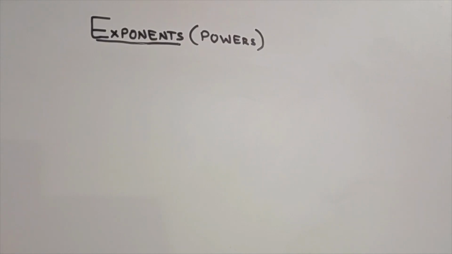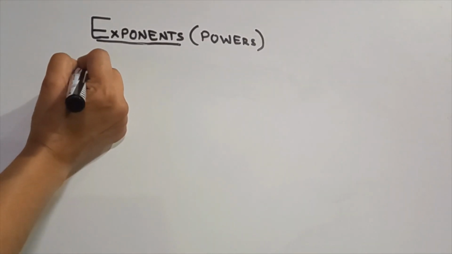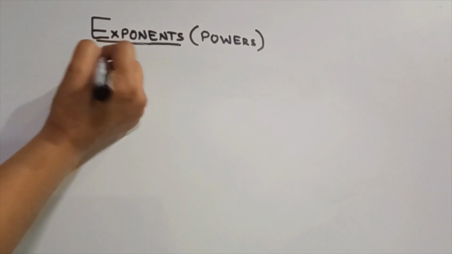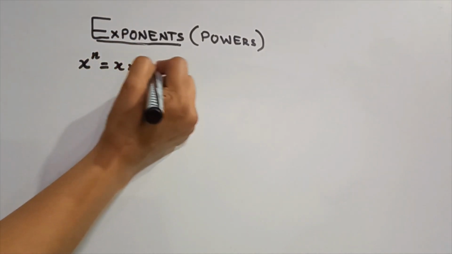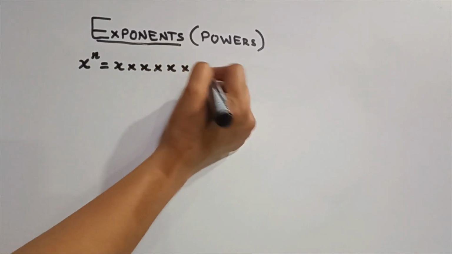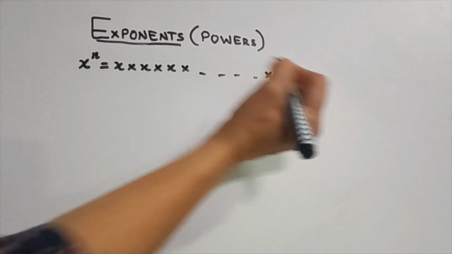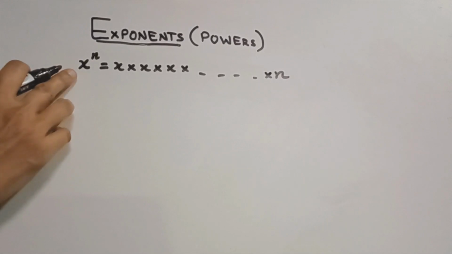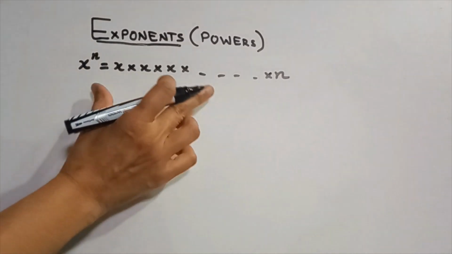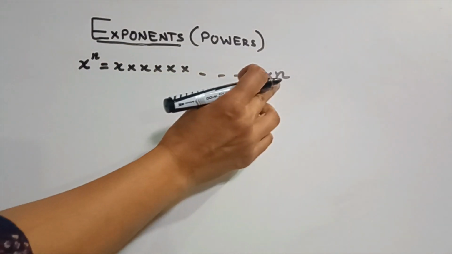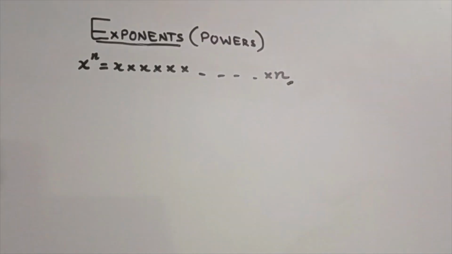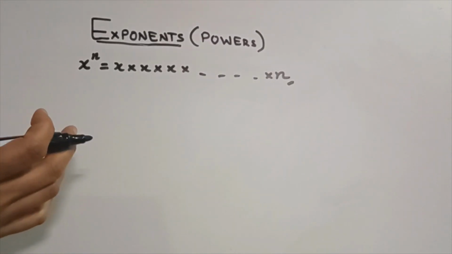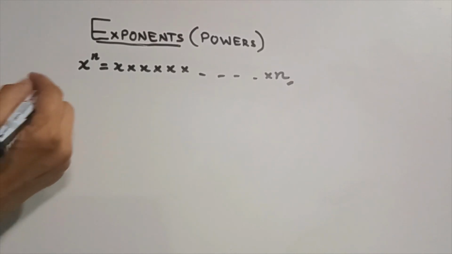Our today's topic is exponents. Suppose x is a rational number to the power n. We write it as x multiplied with itself n times. This is a rational number and we are multiplying the rational number with itself n times. This n is a natural number. We have a few formulas for this. We are going to see those formulas one by one.